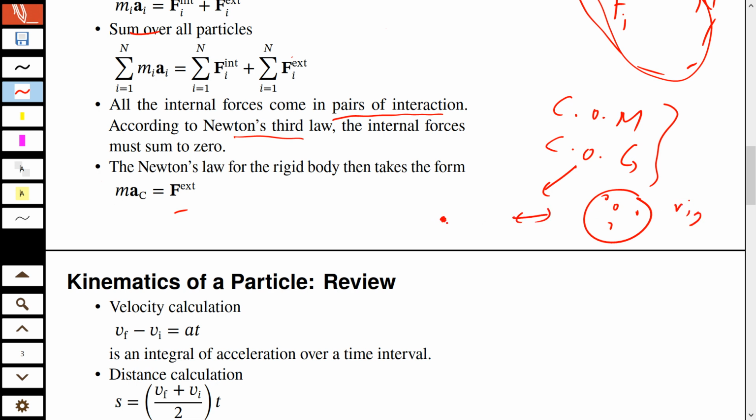So we apply the forces and everything only at the center of mass, okay? And we can easily write Newton's laws of motion. If we want, we can also write this in this form: m Vc dot, yeah? Vc dot.